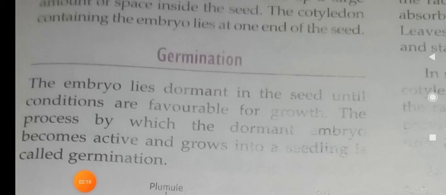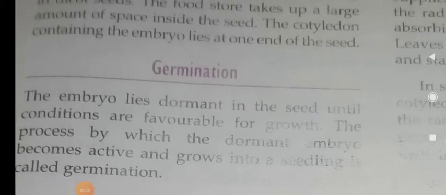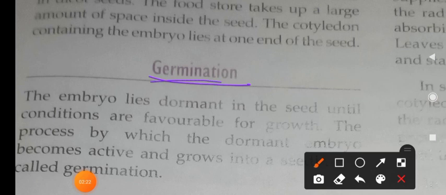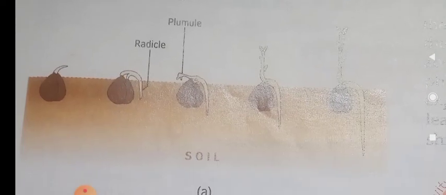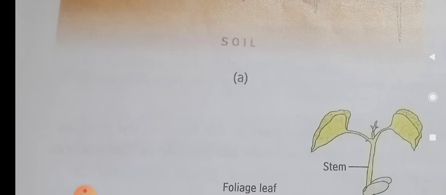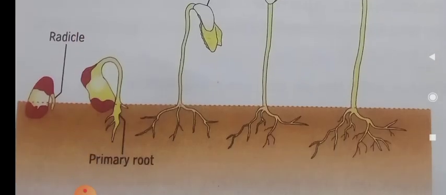So we have discussed the structure of the seed. Now we are going to concentrate on how the seed germinates. The seed lies inside the seed coat until it gets suitable conditions for growth. For growth, it needs suitable and favorable conditions. Until that, it will lie inside the seed coat. The dormant embryo becomes active and grows into a seedling during the process of germination. So during germination only, this embryo will develop into a new plant.